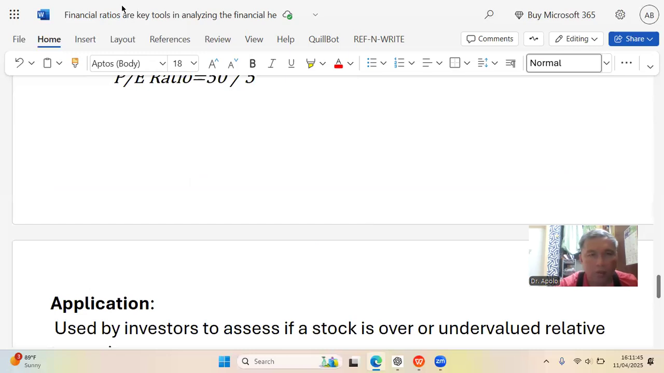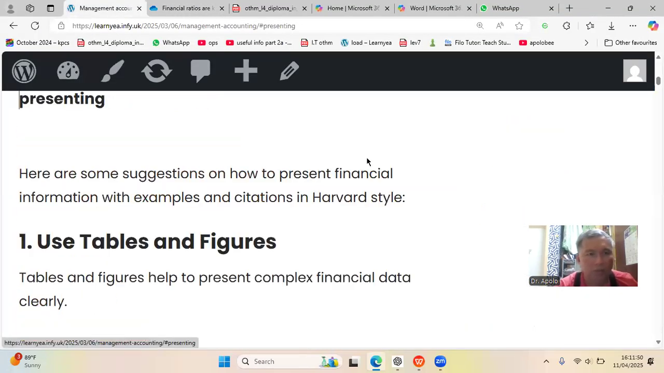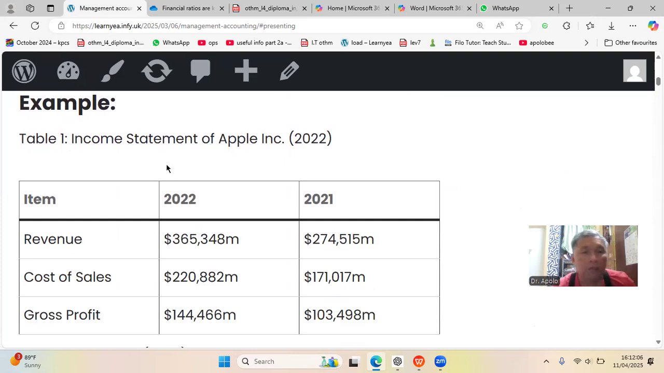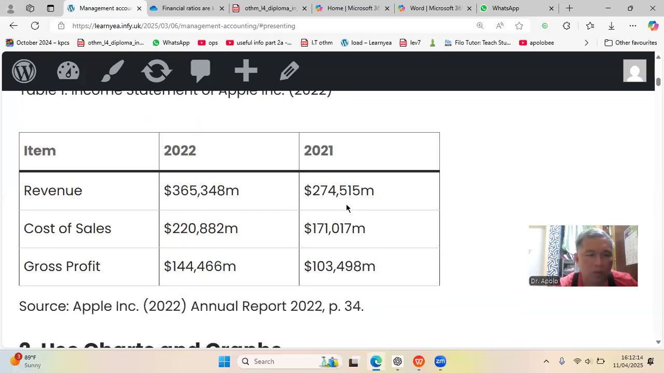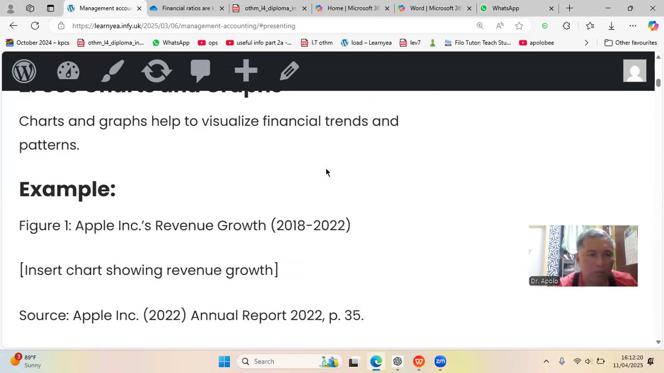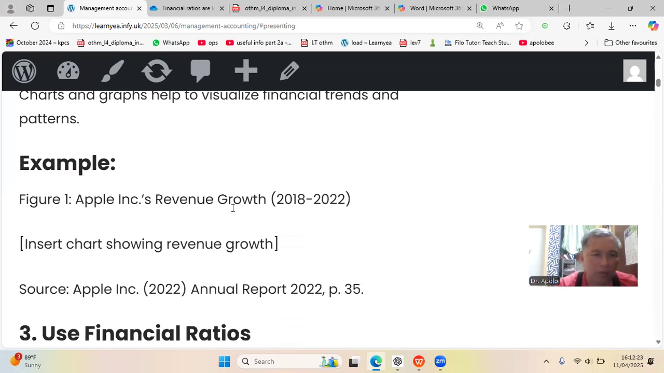Now let's move on to application, presenting financial information. Here are some suggestions on how to present financial information with examples and citations. Example, use tables and figures. This is a table: income statement of Apple, revenue, cost of sales, gross profit, 2022, 2021. Use charts and graphs. These are charts.